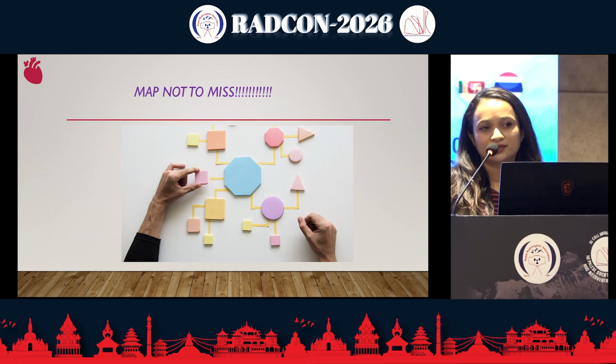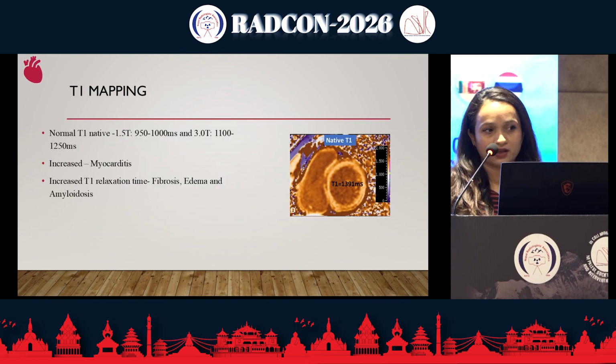With only these two sequences, the diagnosis of myocarditis is not that reliable, so we need to do mapping, and it is updated now. In mapping, the first one is T1 mapping. The value of the T1 relaxation time depends upon the strength of the MRI. It is different for 1.5 Tesla, 3 Tesla and so on.